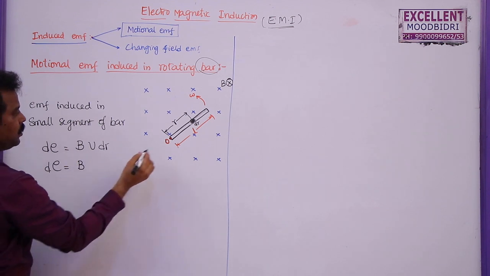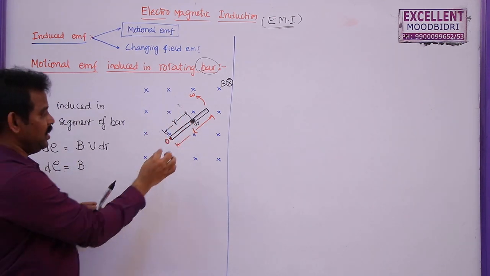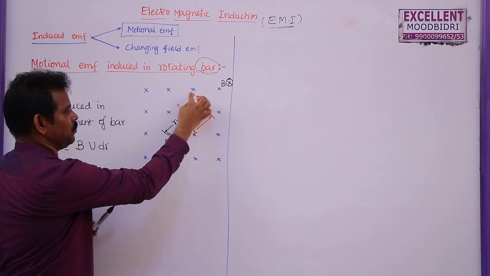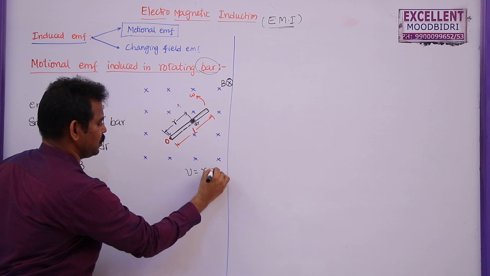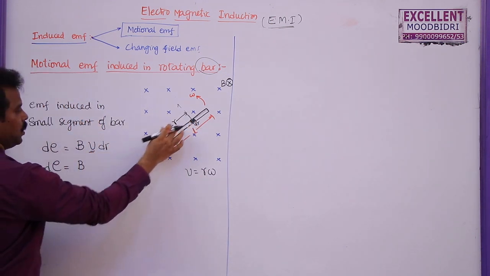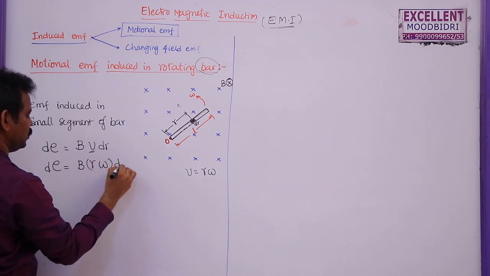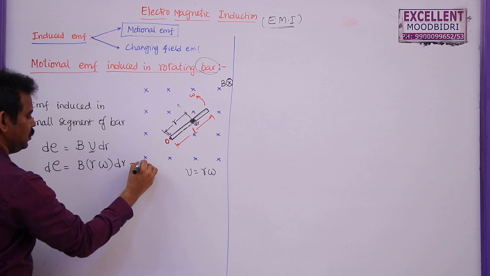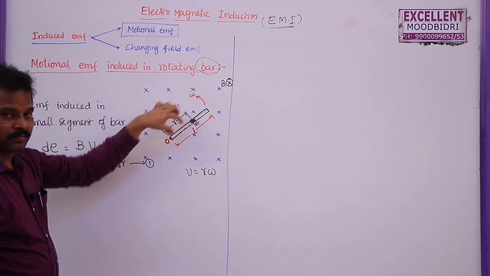So this can also be written as dE is equal to magnetic field B. What is the velocity of this small portion here? We know that each and every part will have the same angular velocity. So V is given by R omega. For this small element, V can be written as R into omega. So dE is B R omega into dr. This is equation 1, the EMF induced in the small segment of this bar.